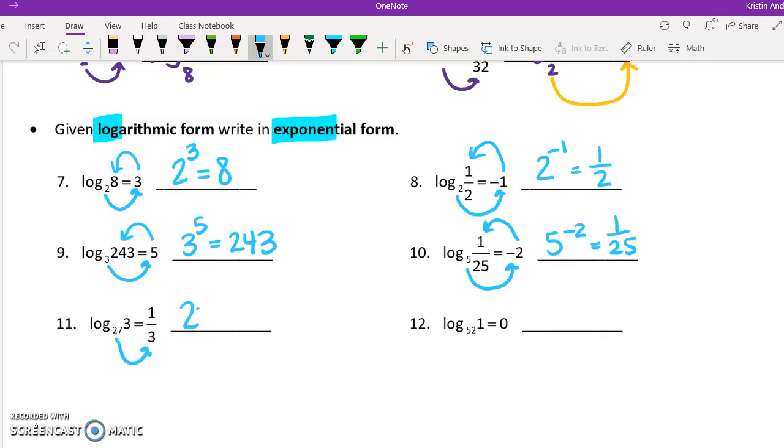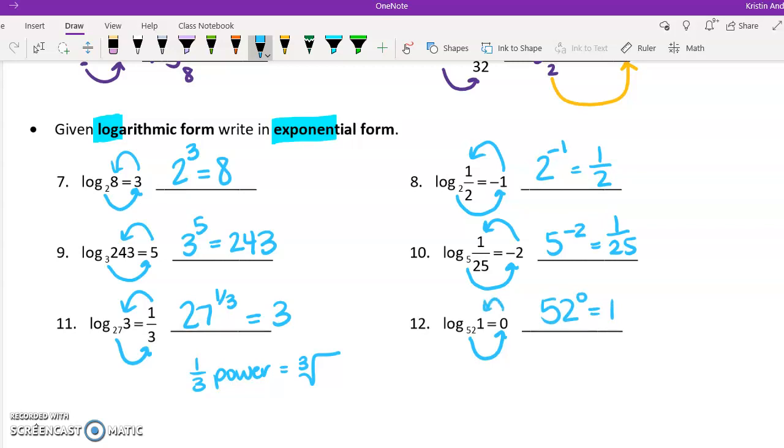27 to the 1/3 power equals 3. That is true. We know a 1/3 power is the same thing as saying the cube root, and we know the cube root of 27 is 3. And then for 12, we have 52 raised to the 0 power, and that equals 1. We know when we raise a number to a 0 power, you get a 1.